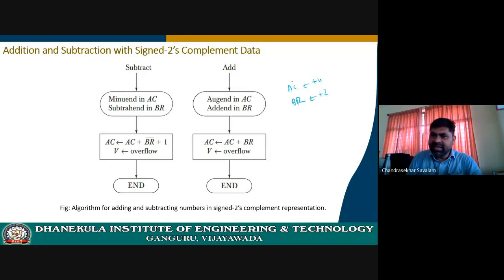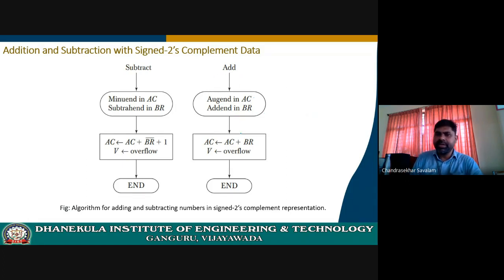So now AC contains +4, that means 0, 1, 0, 0. Now BR contains 0, 0, 1, 0. That is the meaning of this initialization. We need to load the data to the AC register as well as the BR register. After loading the data, you need to do the addition algorithm in 2's complement representation.